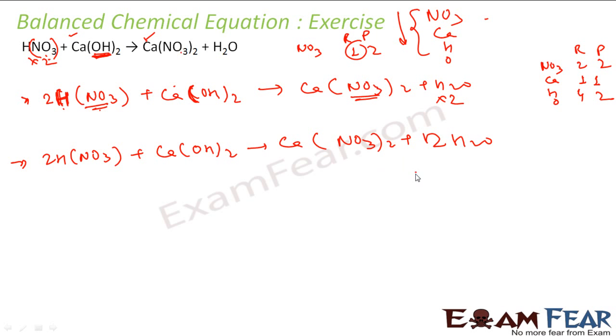Now let's check if it is balanced or not. We have NO3, Ca, H, O, we have reactant, then we have product.